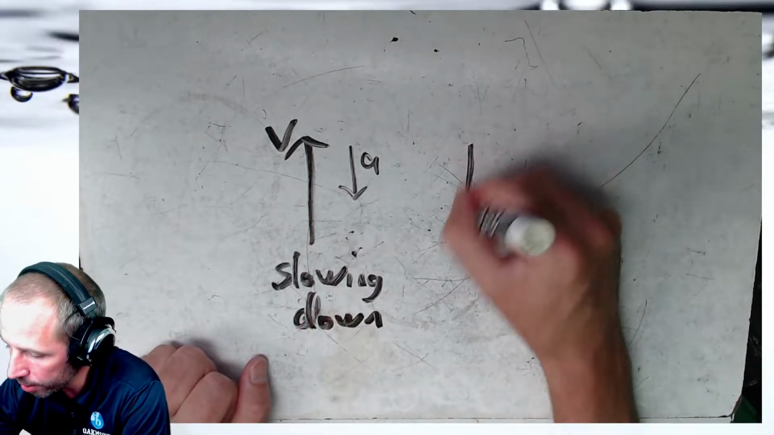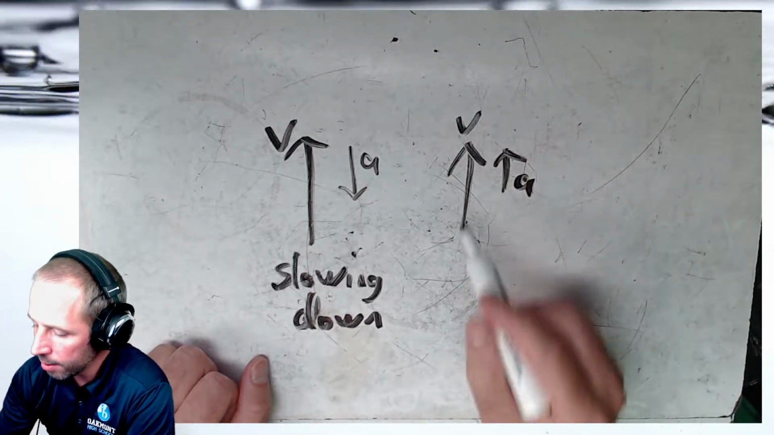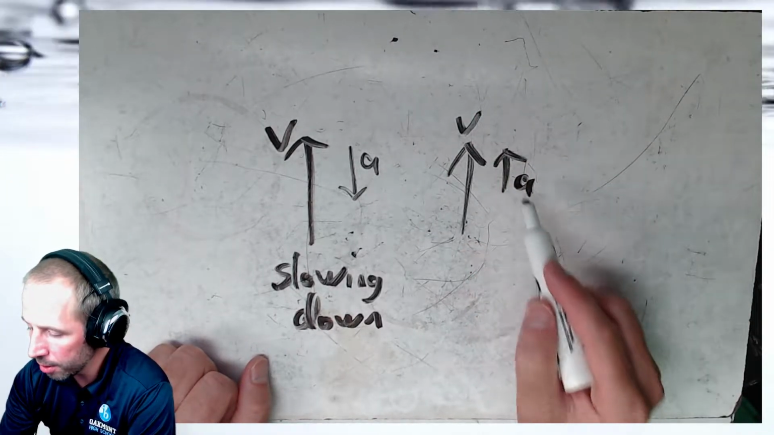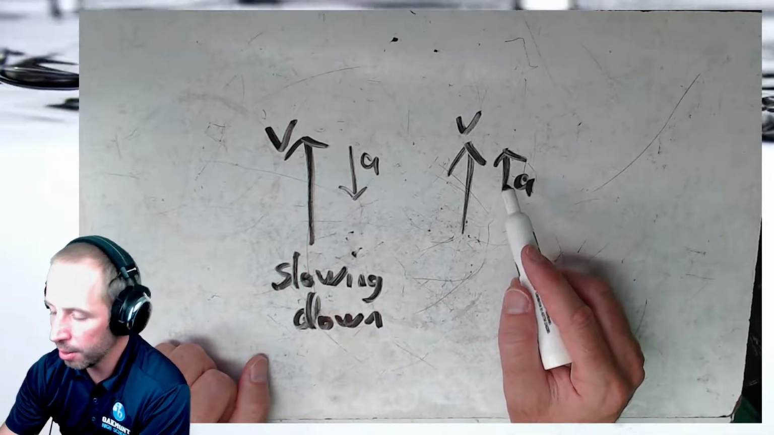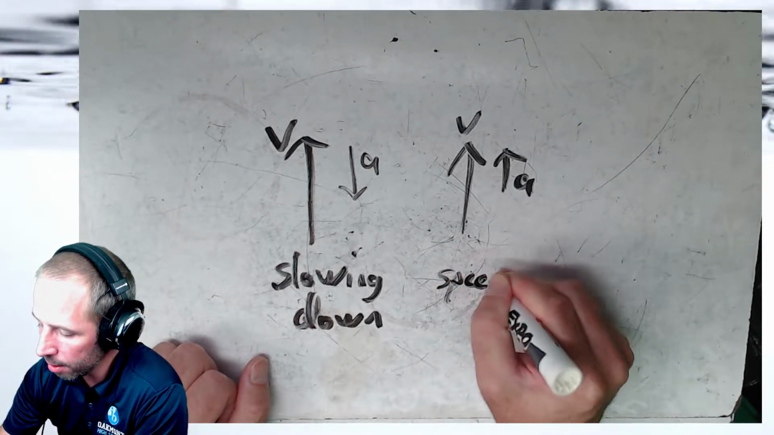Okay, another option is velocity, acceleration. This is where we already have velocity in some direction. The acceleration is matched up with that direction. So we're going to get more and more velocity in that direction. This is definitely called speeding up.